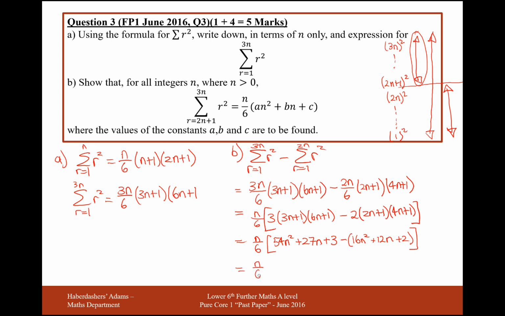So now doing the subtraction, we get 54 take away 16, and we get 38n squared. 27 take away 12, and we get 15. And 3 take away 2, and we get a 1. Okay, so that's your answer. To summarise, A is the value 38, B is the value 15, and C is the value 1. Great, 5 marks for that question.